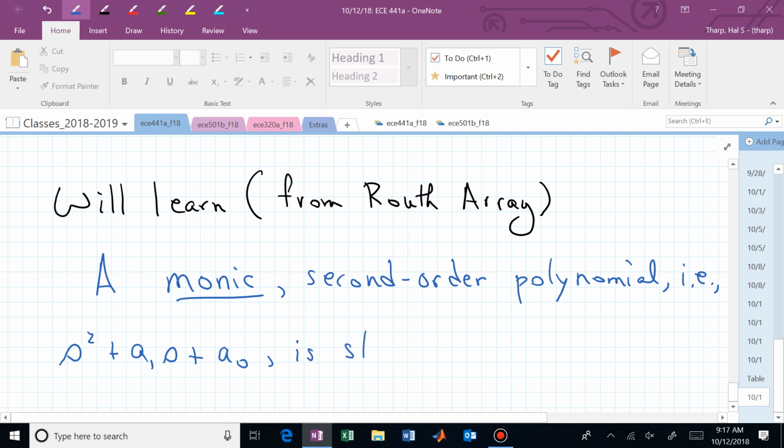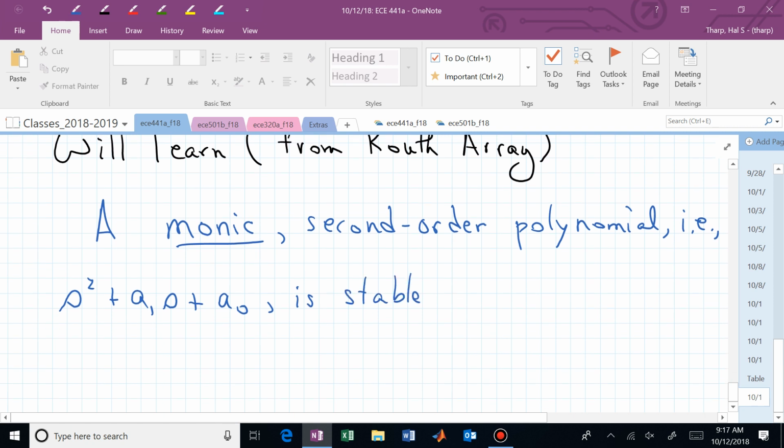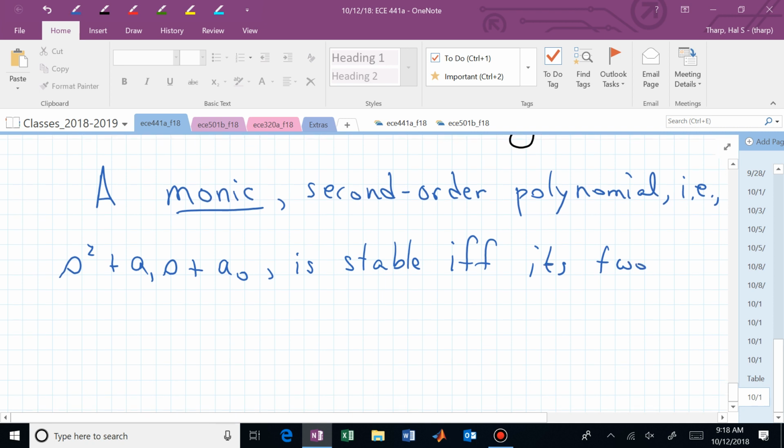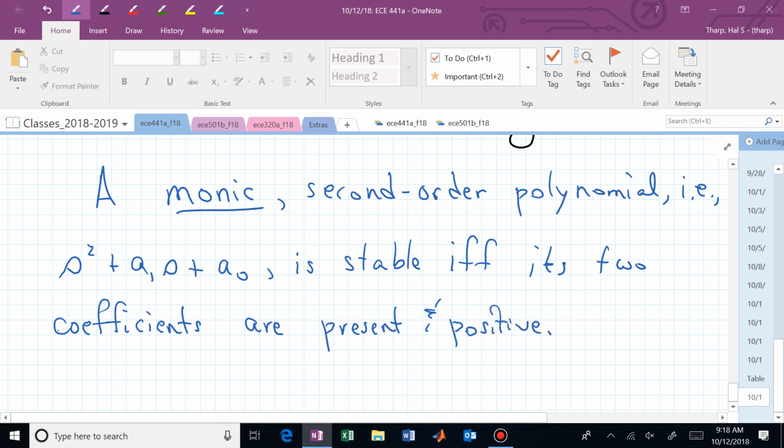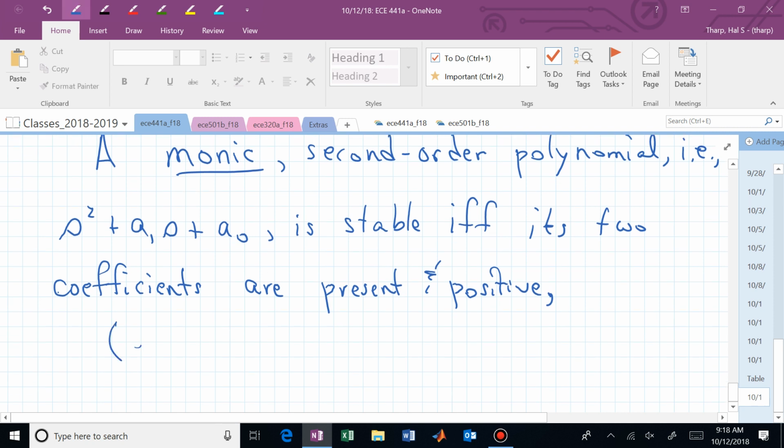We're going to find that the roots of that are all in the left half plane, or that that polynomial is stable if and only if its two coefficients, which are a1 and a sub 0, are present and positive. In other words, we want a1 strictly bigger than 0, and we want a sub 0 strictly bigger than 0. If that's the case, then that particular second order monic polynomial will have its roots in the left half plane. That's what we will derive, hopefully today. We will prove using the Routh array that that condition is valid.